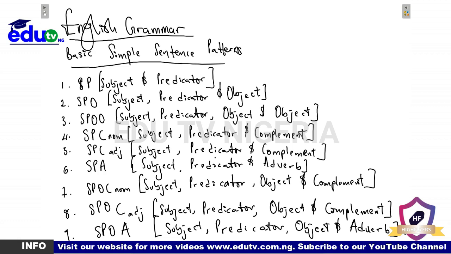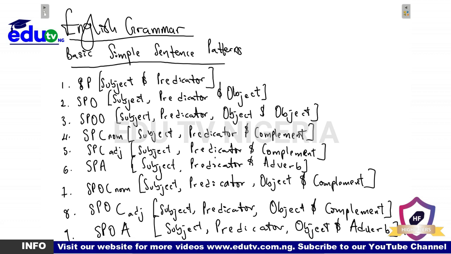We also have pattern 4, which is SPC nominal. So in SPC nominal, you have your subject, your predicator, and your complement intensive. By complement here we mean complement intensive. We have the complement intensive and the complement extensive, but for the sake of simplicity we would just call it complement here, meaning complement intensive. Don't worry, as time goes on we would explain some of these things better, but like I said initially, if you need better understanding of these terminologies, go watch our video on sentence elements. Do you get it? Exactly. So we also have the SPC adjectival, that's your subject, predicator, and complement also.